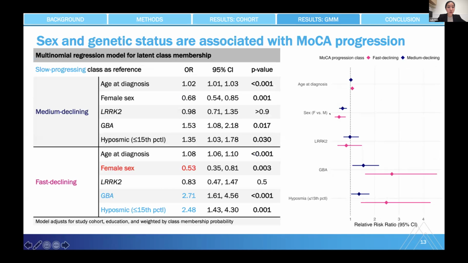Looking at the multinomial regression model, but related to MoCA progression, again, having the slow progressing class as a reference, what you see is that GBA variant status and hyposmia increase your risk of being a part of this fast declining MoCA group. And female sex is protective against being a part of this fast declining group. Interestingly, LRRK2 has no effect on MoCA class membership.